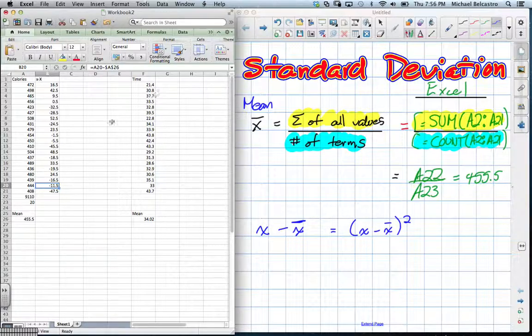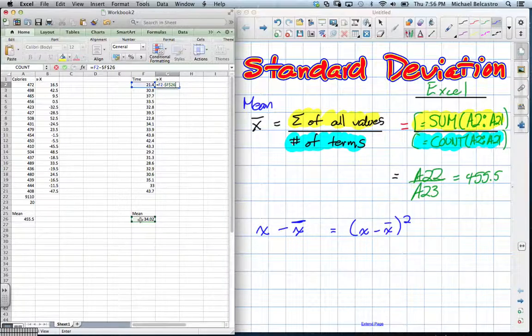Okay, so I'm going to do the same thing here. We know we need our x minus large x bar. And what I'm going to do is equals this value here, subtract dollar sign F dollar sign 26.